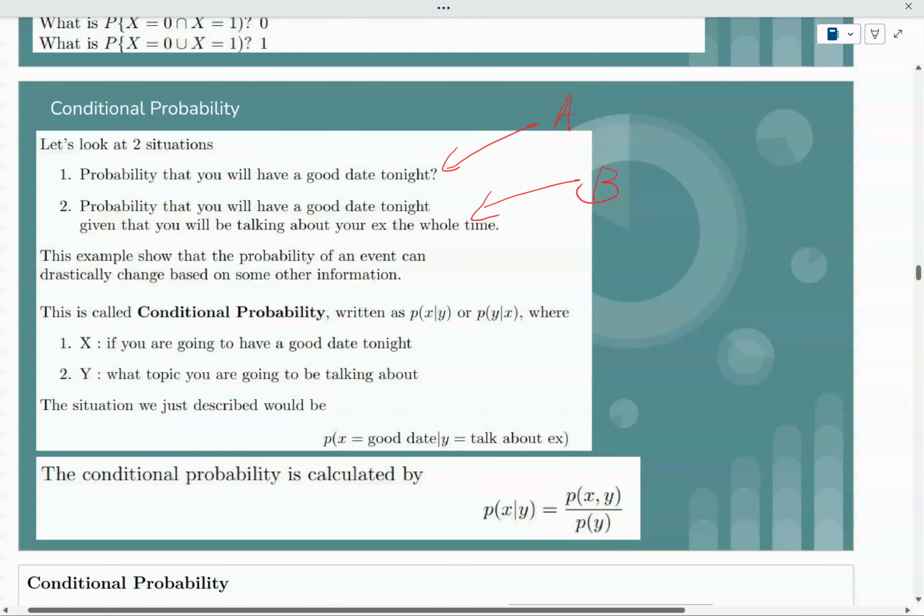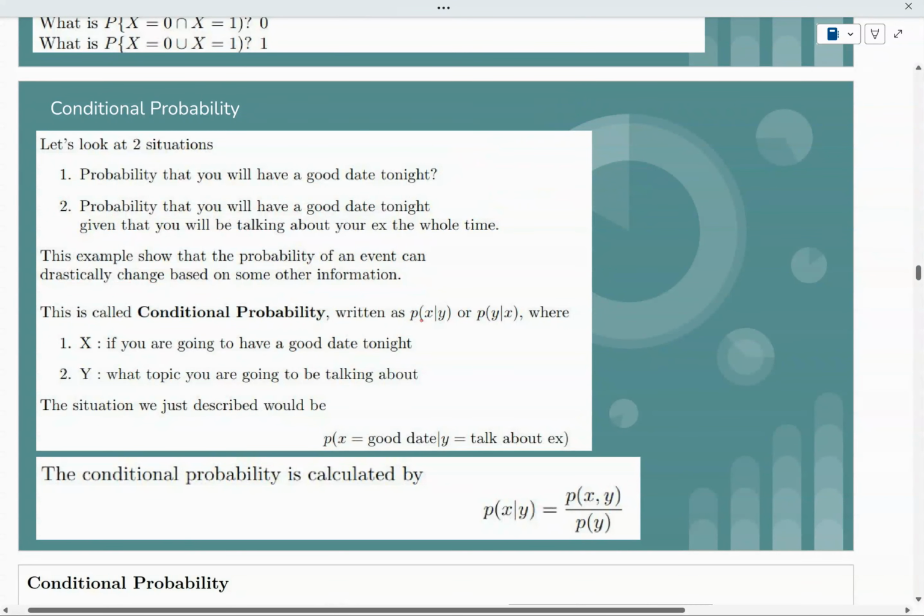Whenever you are given additional information, it may or may not change your probability. Given that you do something, things could change. So this example shows that the probability of an event can drastically change based on some other given information. This is called conditional probability.